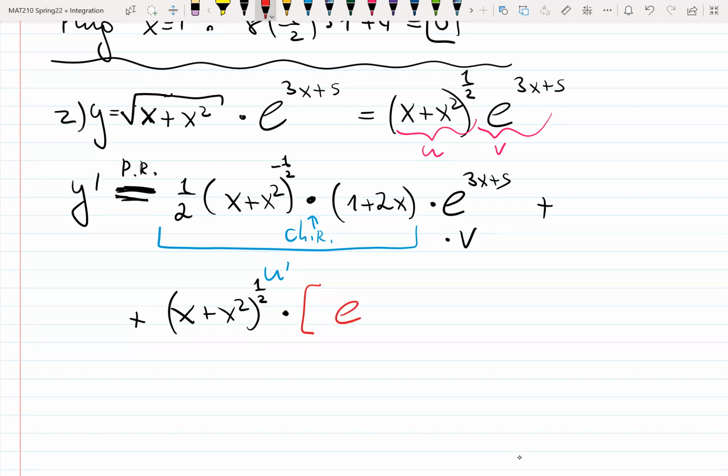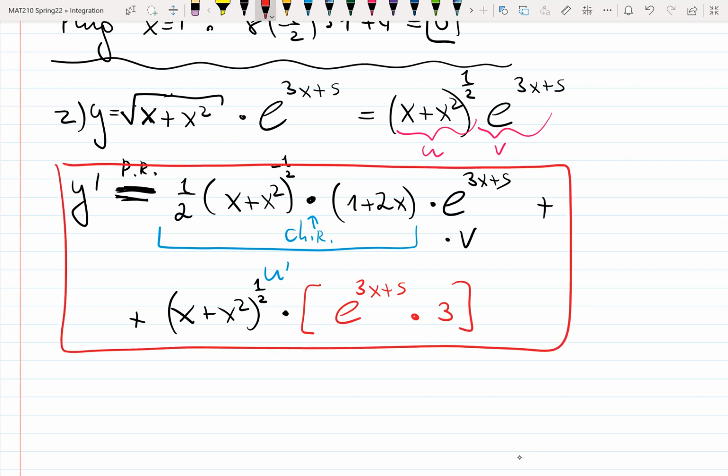Derivative of e is e. Copy the whole thing. And then times the derivative of the function inside, which is 3x plus 5. So it's times 3. Do not simplify. Plug the number I give, whatever the number is. That is the answer.